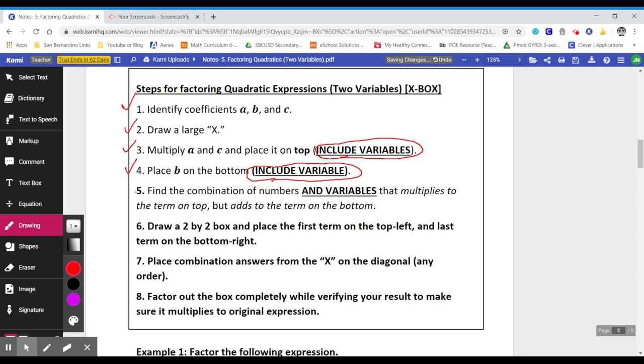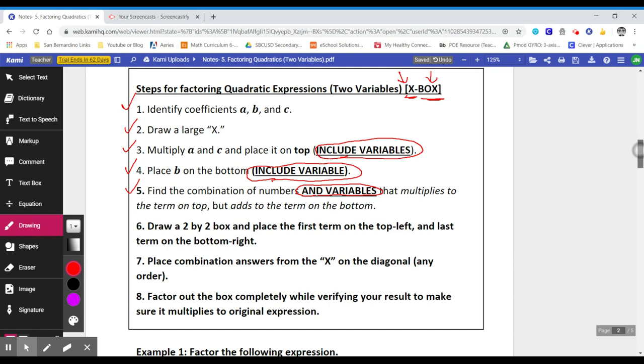Step five, same thing. We've done it also. Find the combination of numbers and variables that multiply to the number on the top, but add to the number on the bottom. So you've also done that, but this time we're including variables as well. So the first five steps you've already done. It's basically the last lesson. Where it starts to get different is steps 6, 7, and 8. So this time there's no way around it. After you draw the X, you're going to have to also include a box. But you've done both of these things in separate lessons. Now we're going to put it all together.